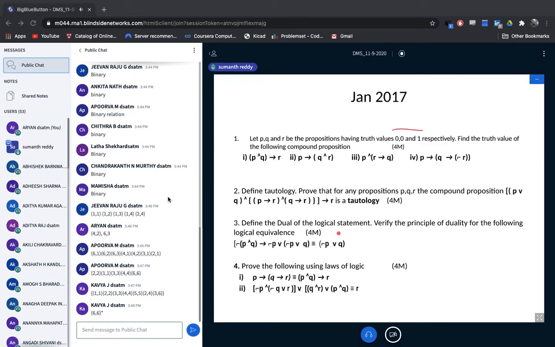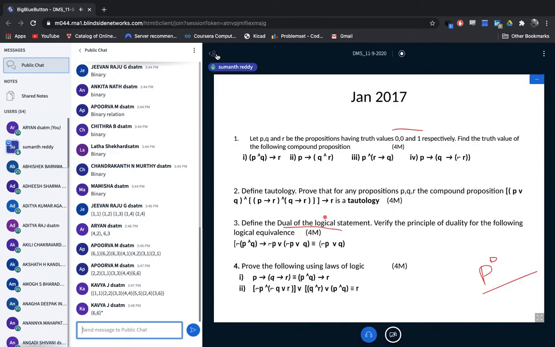Okay, so this question: define the dual of a logical statement. What is the dual of a logical statement? I told you, right? How will you write it in the form of a definition? If P is a compound proposition which contains the basic connectives like and, or, negation, then the dual of this proposition is represented as P D, which is obtained by interchanging conjunction with disjunction, disjunction with conjunction, tautology with contradiction, and contradiction with tautology. Just by replacing these connectives, you will get the dual of a proposition.